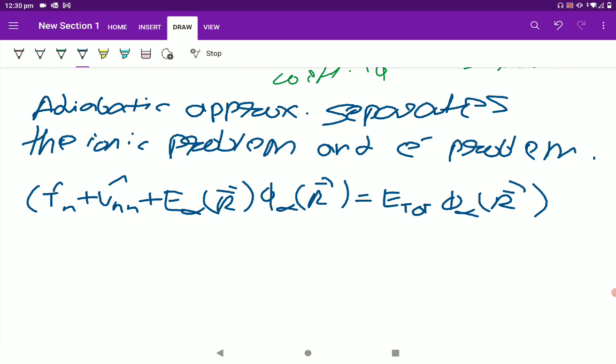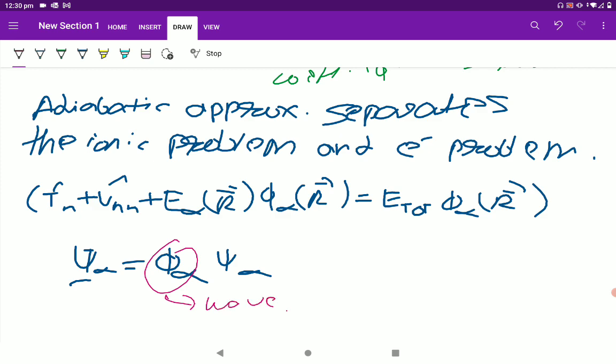So it means that we can decouple all alpha. So what is this solution where we have only one alpha? It is a solution and it can be represented as total wave function is equal to phi alpha psi alpha. So here phi alpha is the wave function of nuclei.